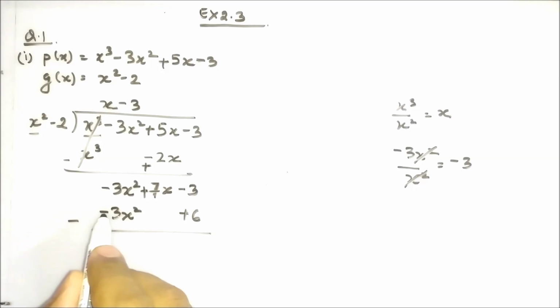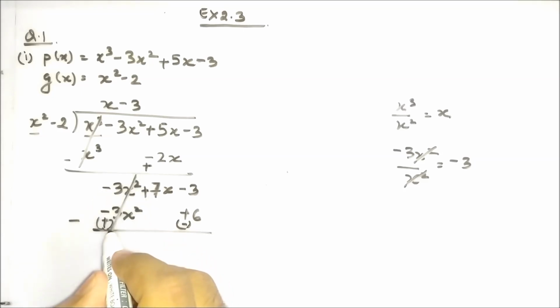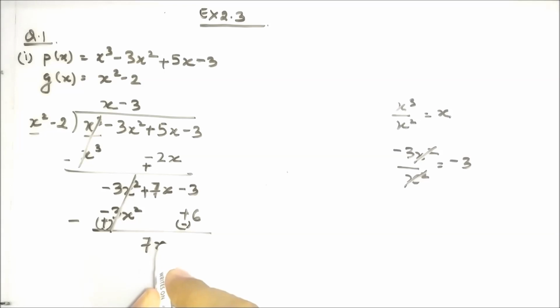Now again when you subtract, sign will change. This minus will become plus, this plus will become minus. This minus 3x square plus 3x square, this will cancel out. This 7x will come down. Minus 3 minus 6 will give you minus 9. And now it cannot be further divided.